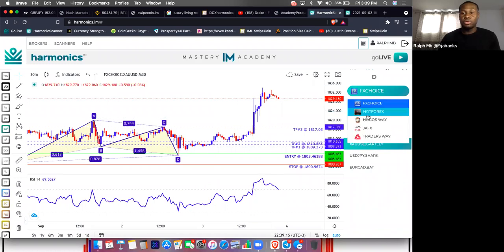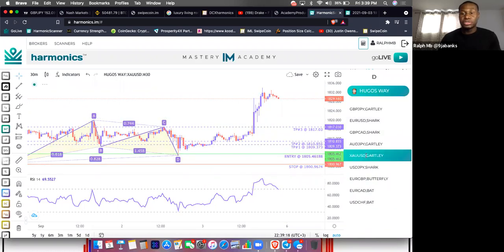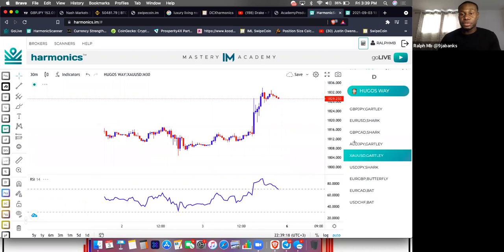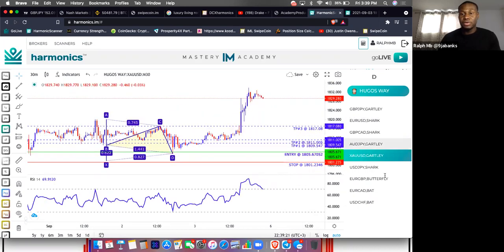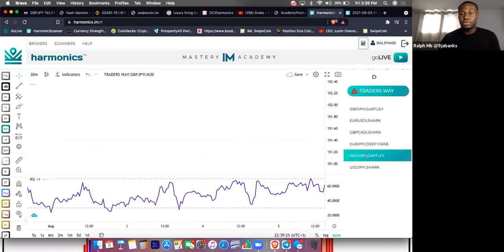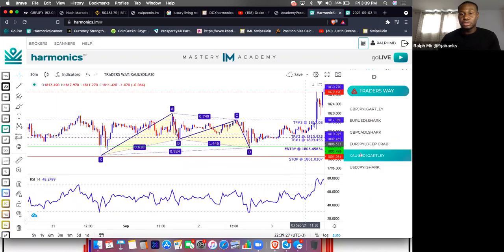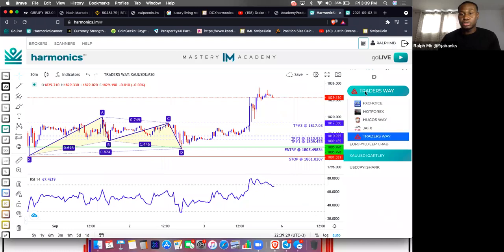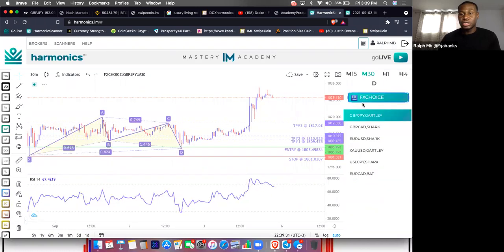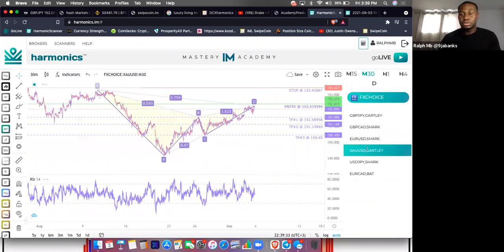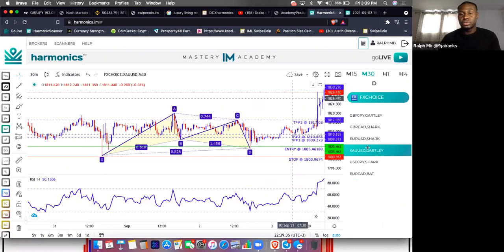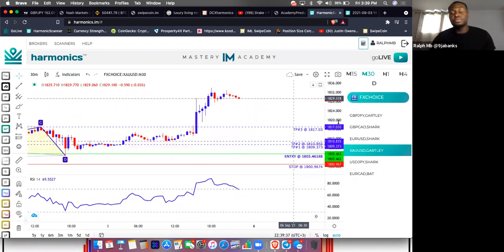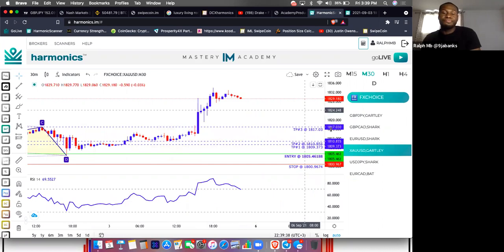So I'm sure one of these brokers has gold doing something different now. They all approximately all had it going up. Let's see who has it different. Does anybody have gold doing something else? None of the brokers. Is it FX Choice? They're doing something else. Let me see. Oh, that's interesting. So gold is already starting to fall right now.